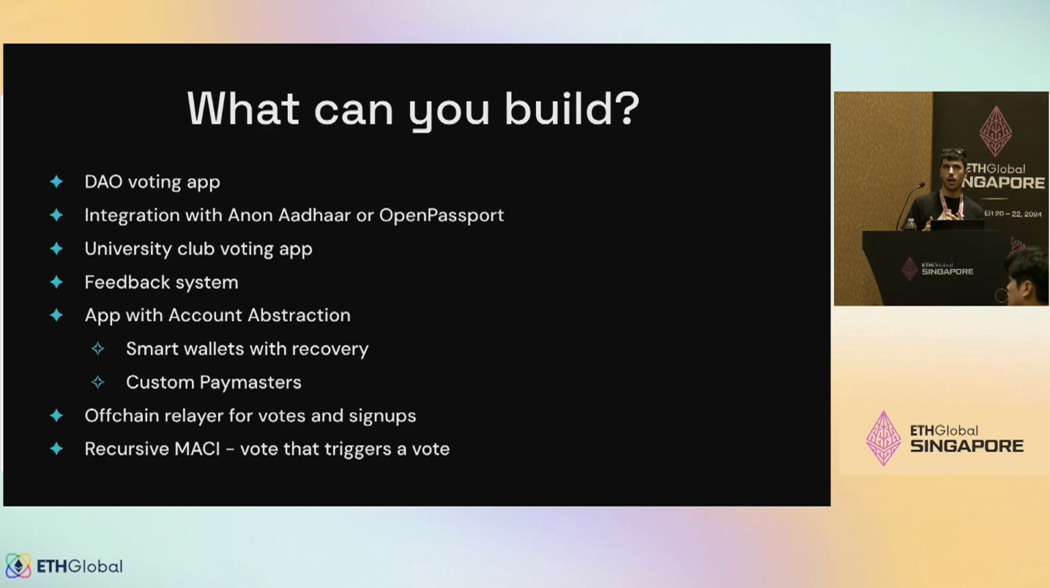We can then do the tally. So we have all the ballots. Well, the coordinator has all the ballots locally. And again, processes them, calculates the result, the tally, and then generates a proof and posts it on chain.